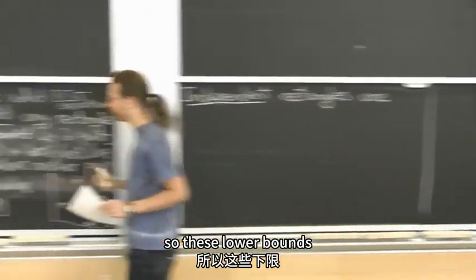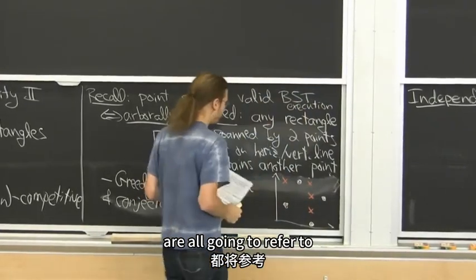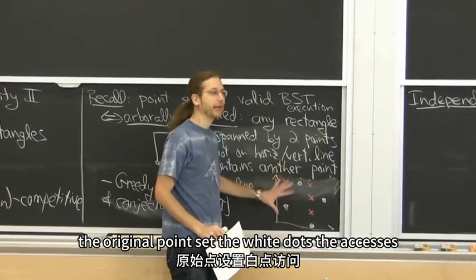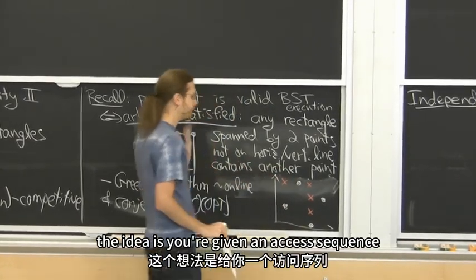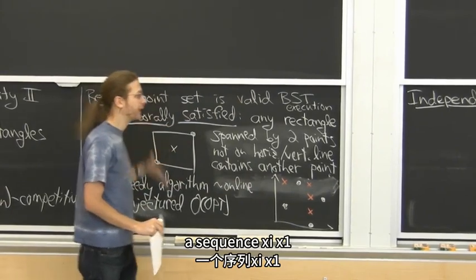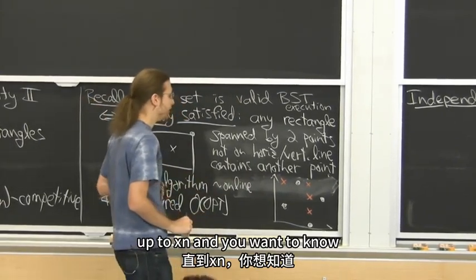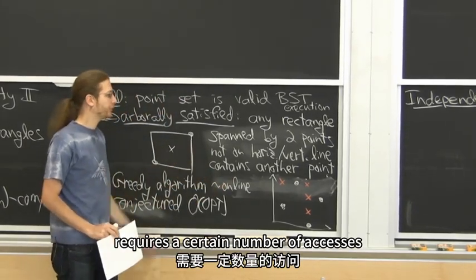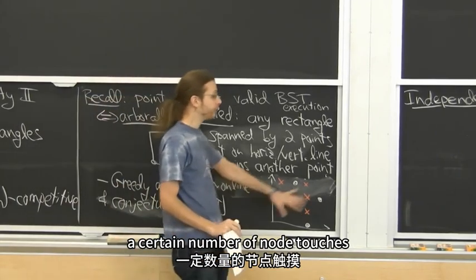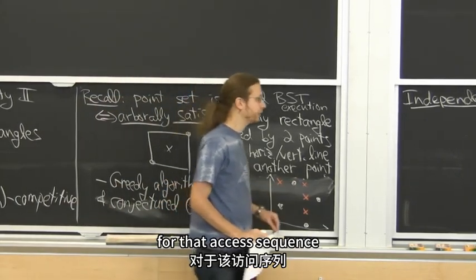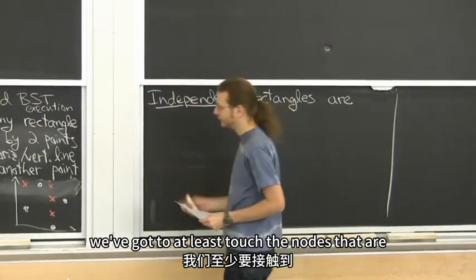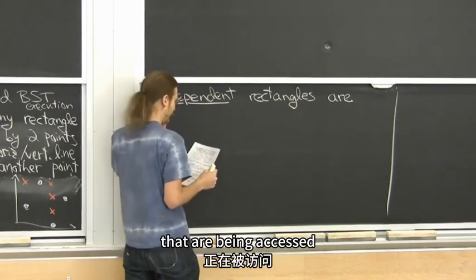So these lower bounds are all going to refer to the original point set, the white dots, the accesses. The idea is you're given an access sequence, x1 up to xn, and you want some lower bound that every binary search tree requires a certain number of node touches for that access sequence. You know it's at least n, you want something bigger than n. We've got to at least touch the nodes that are being accessed.